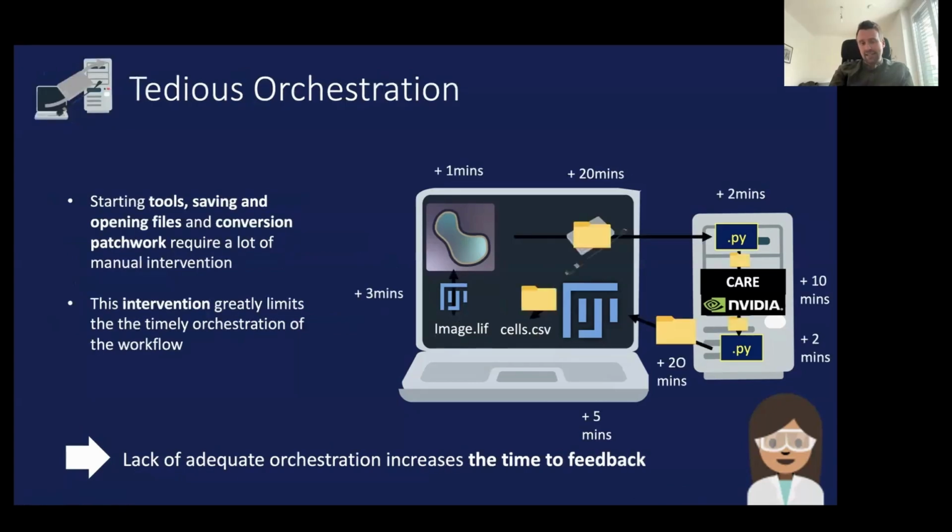And not only that, her once really interactive one-click Fiji pipeline is no longer interactive at all. She now needs to run these different applications and spend minutes in conversion, running from one computer to another, converting these files again, running it. And it really hinders her in the timely orchestration of her workflow, and importantly, the time to feedback if something went wrong in her analysis pipeline. She doesn't really have a way of managing that.